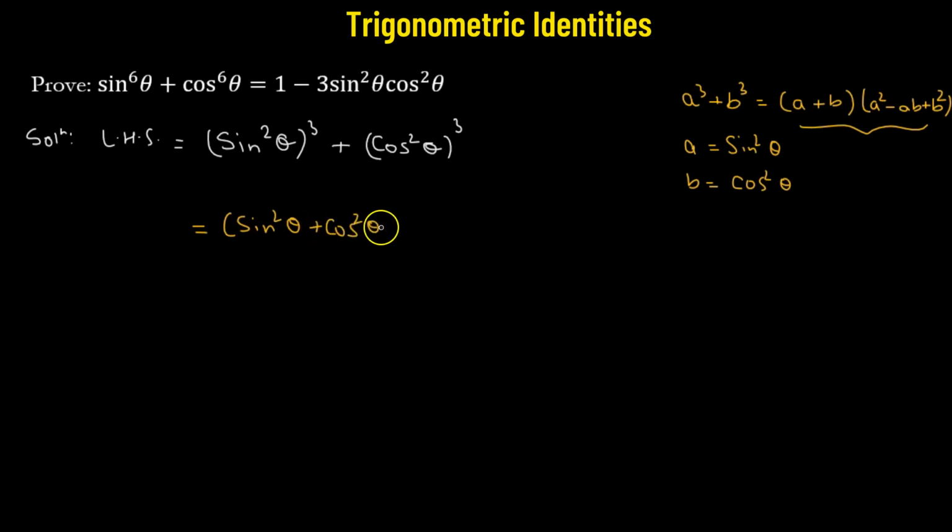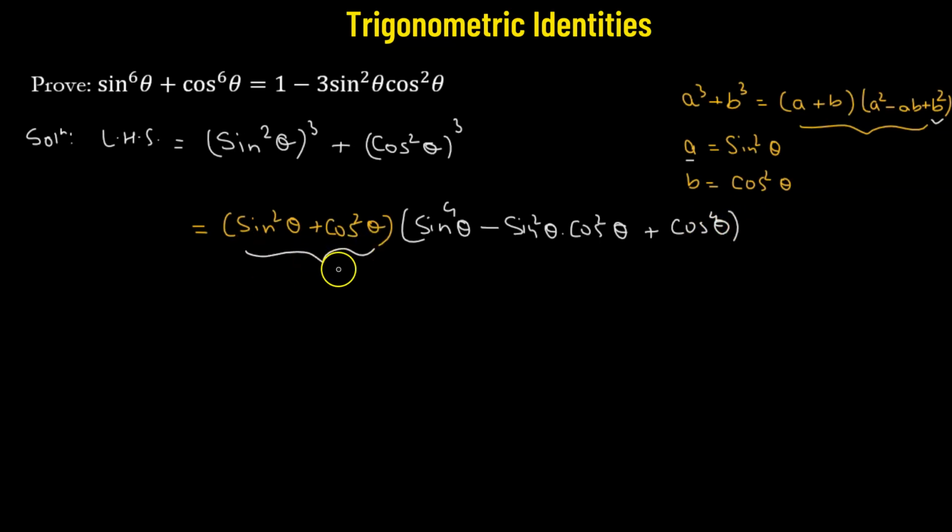multiplied by, so we have a squared. So a squared will be sine theta raised to the power of 4, minus ab. So ab will then become sine squared theta times cosine squared theta, plus b squared. So b squared means we have cosine theta whole raised to the power of 4. Now luckily sine squared theta plus cosine squared theta is a standard identity with a value of 1. So that means we now have sine theta raised to the power of 4.